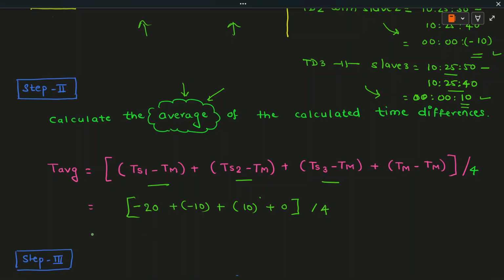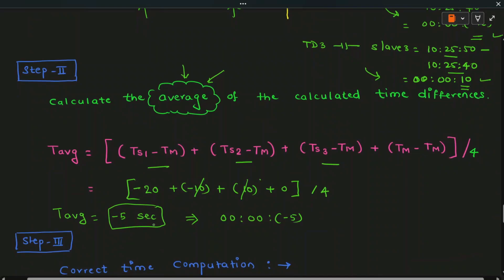So if we find the value, then the T average is going to be minus 5 seconds. In terms of hours, minutes and seconds, we can write it as 0 hours, 0 minutes and minus 5 seconds, right? So let us remember this value now. This value is going to play an important role in step number 3. Let's go to step number 3.